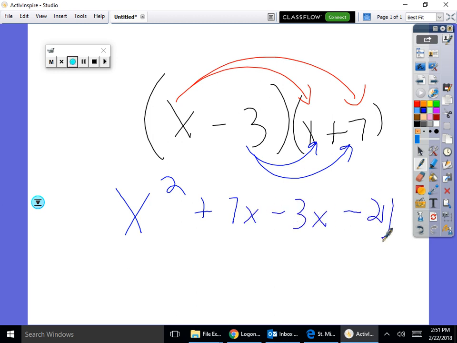Now what can I do? Don't make me do it all. What can I do? Combine like terms. What's 7 minus 3? So x squared plus 4x minus 21. That is multiplying two binomials.